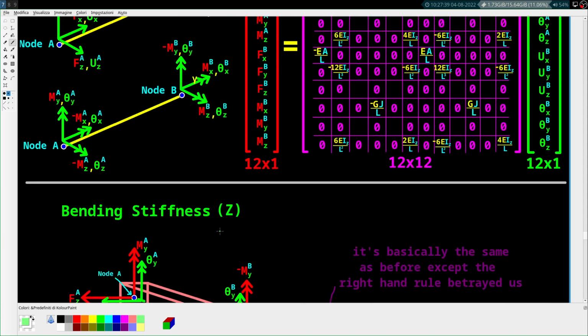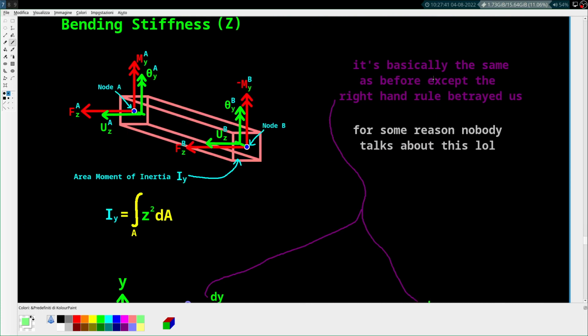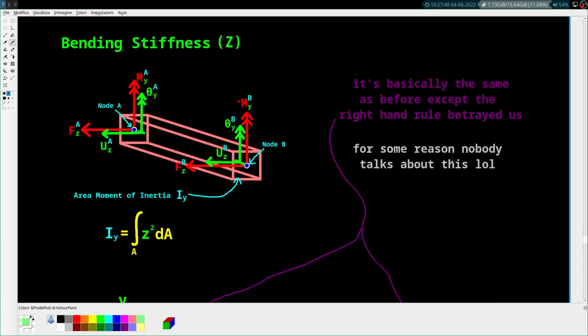And this one is basically the same thing, except the right-hand rule betrays us, which it does, and I hate this. And for some reason, no one talks about this. I'm looking through these textbooks, and it's like a secret. I don't know. No one wants to talk about it. It's like, for obvious reasons, this is this. It's not obvious, dude. I couldn't figure it out.